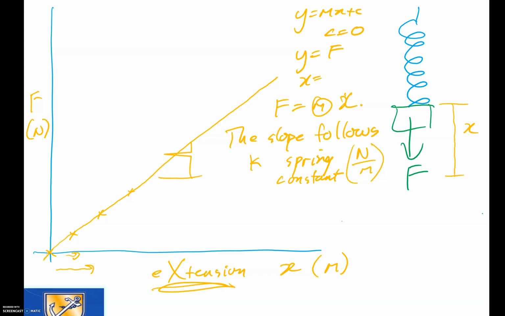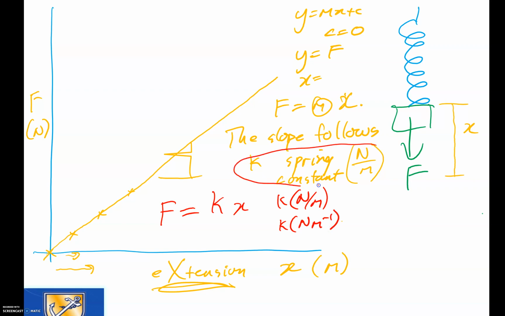In my last video, which I hope you've looked at, I established this little formula here: the force on a spring is equal to a number times the extension, the extra length, and that number is the K, the spring constant, which is measured in newtons per meter. I showed that up here, and I wanted to drop that K in there.